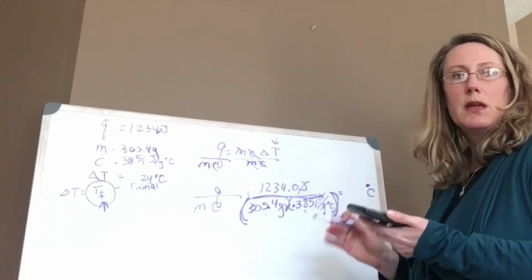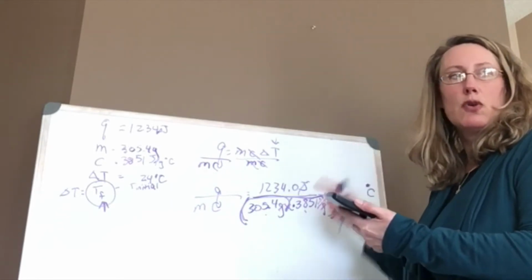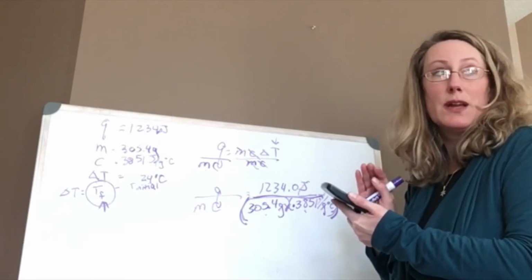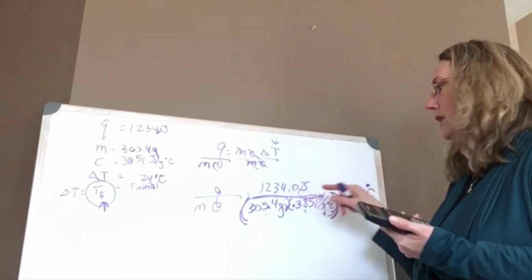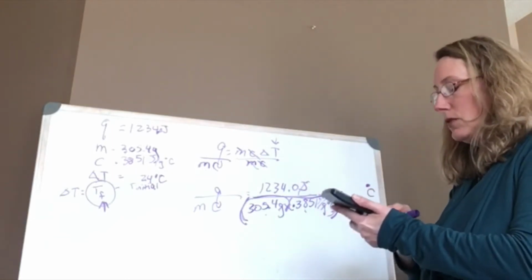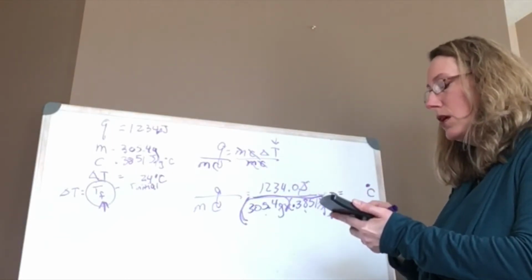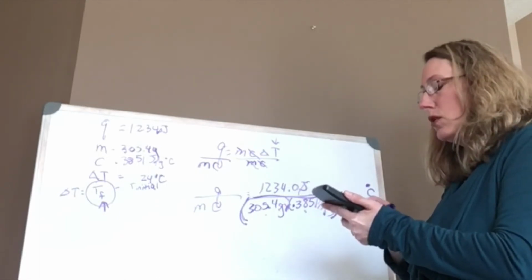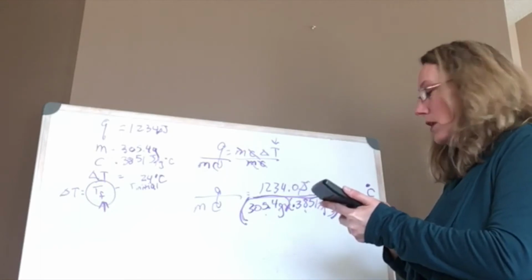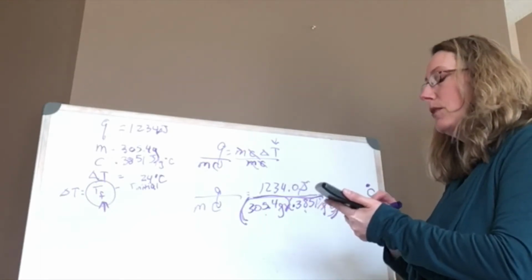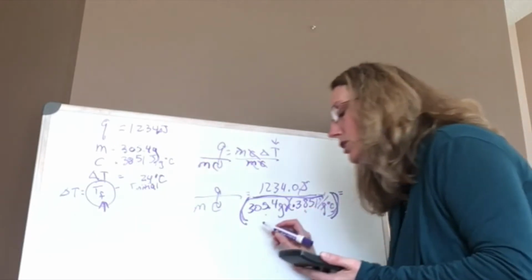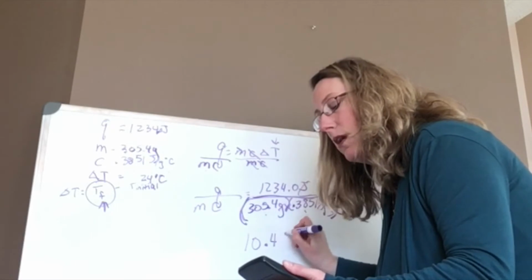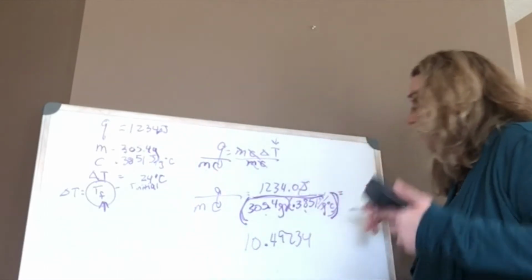If you set it up but you put it in wrong, and you have an order of operations problem, but I can see that you set it up right, I will still give you most of your credit, because it's just an order of operations problem. So I would do 1,234 divided by parentheses, 305.4 times 0.3851, end parentheses, equals. I should get, good, I got it right, 10.49236, blah, blah, blah.